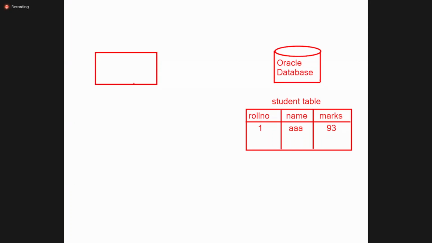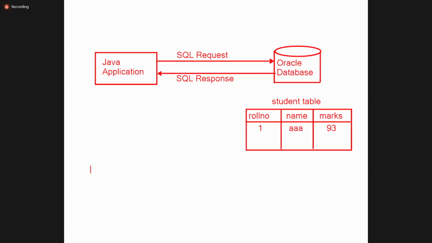Through a Java application, I'll send one dynamic SQL query. Dynamic SQL query, it's a SQL request. Here, SQL response. Suppose the SQL query is like this: insert into student values, question mark, question mark, question mark. So, a dynamic SQL query.